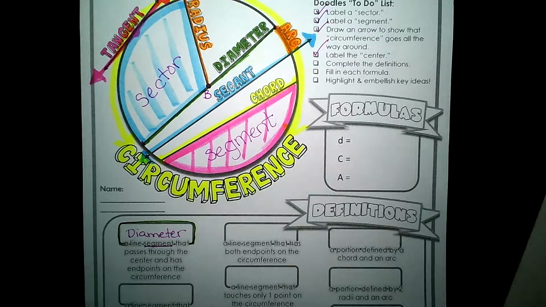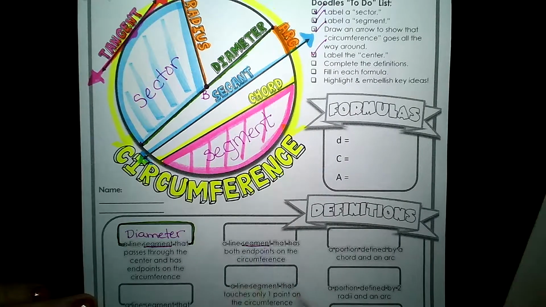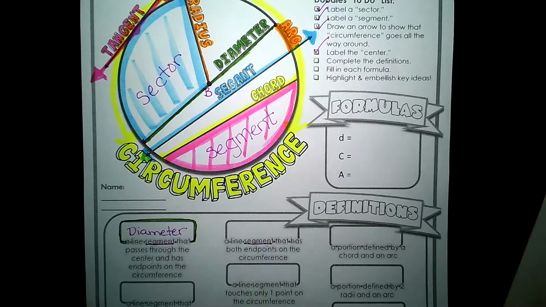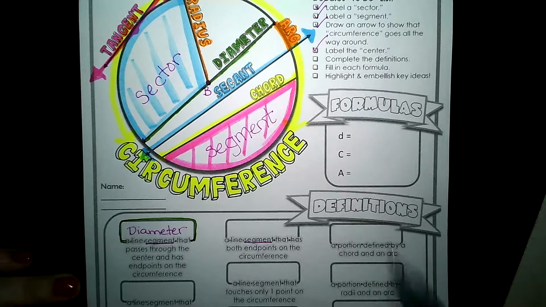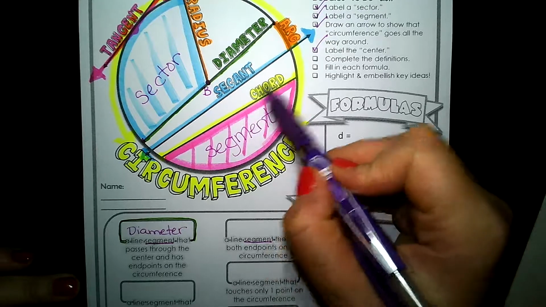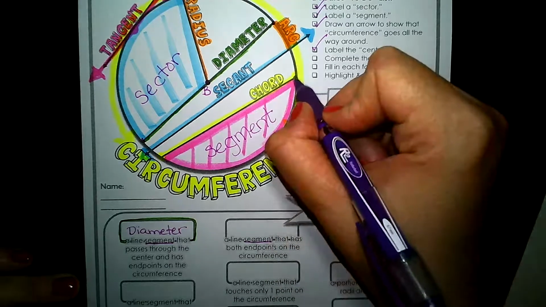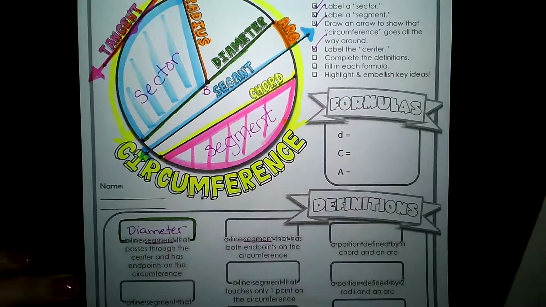Okay, next. Let's see. Another line segment, a line segment that has both endpoints on the circumference. So it's almost just like this one we just did, but it doesn't include the part where it says it has to pass through the center. So it's another line segment, but it does not have to pass through the center. So it would have to be a chord. Both endpoints are on the circumference of the circle.